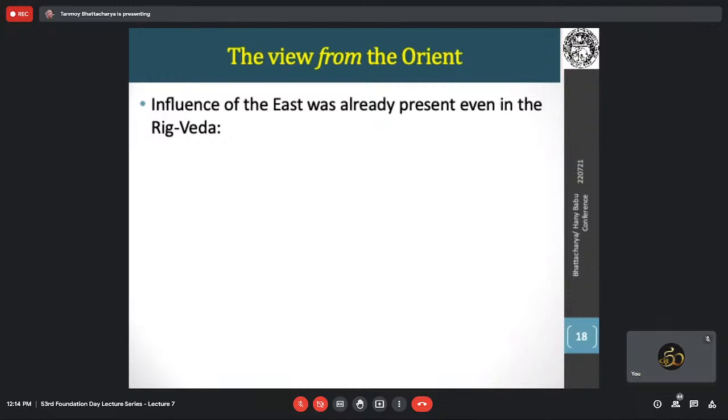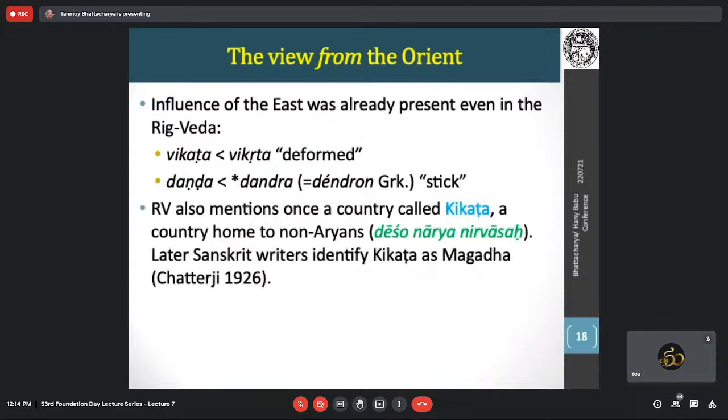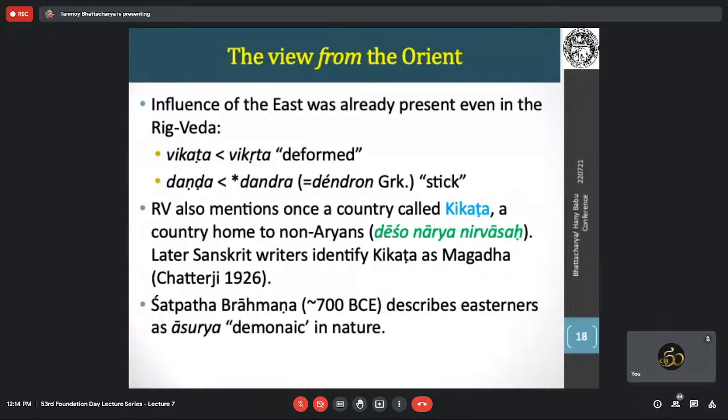The direction, and you can see that there's an Eastern element in it. For example, Vikata for Vikrata, or Danda for reconstructed Dandra or Dendron in Greek. Rigveda also mentions once a country called Kikata, a country home to non-Aryans. They show Narya Nirvasa, okay, Narya, so non-Aryans. Later Sanskrit writers identify Kikata as Magadha. And if you go by Satapatha Brahmana, you see it describes Easterners as Asurya, demonic in nature.